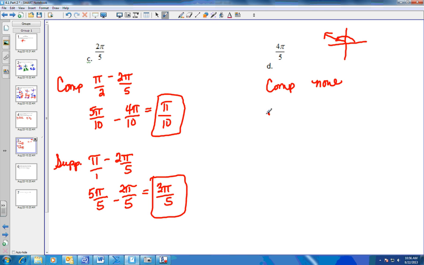The supplement is going to be pi minus 4 pi over 5. Find your common denominator, which is 5. So I have 5 pi over 5 minus 4 pi over 5, pi over 5.